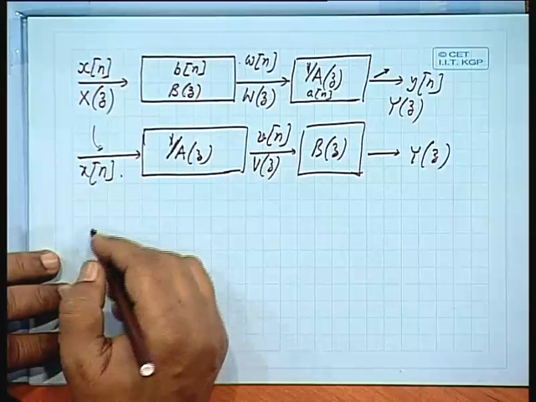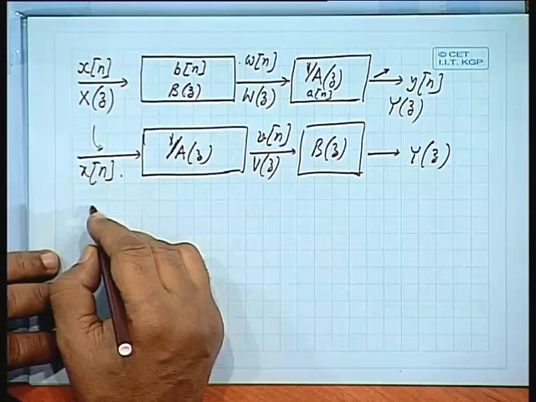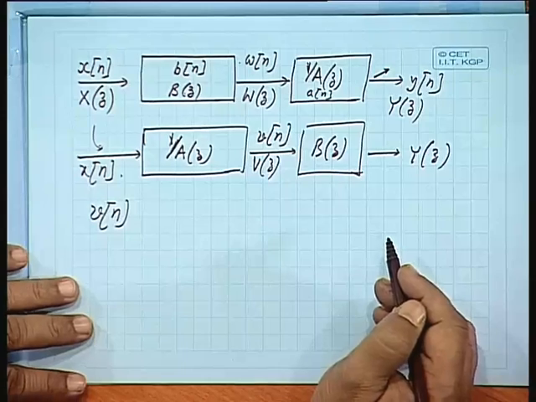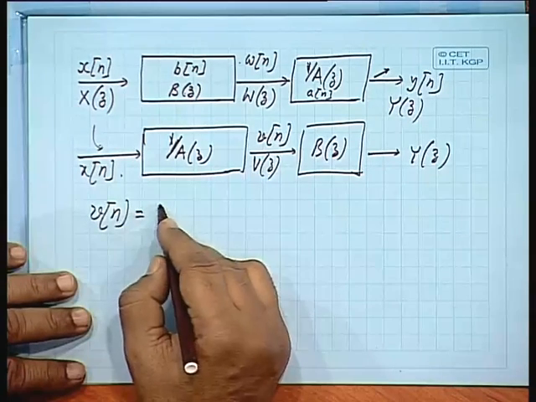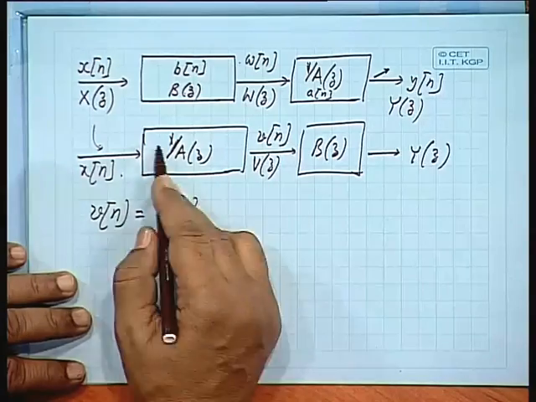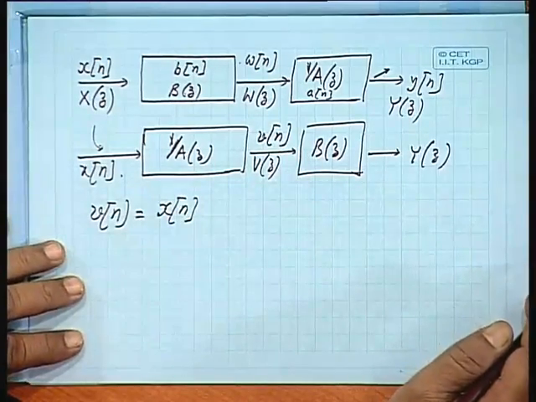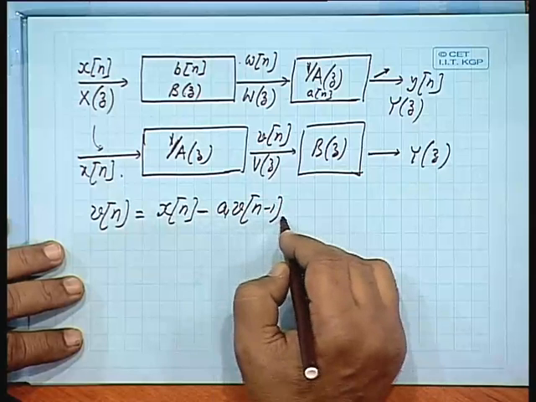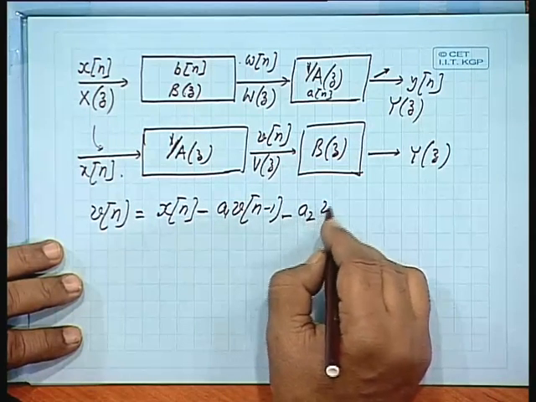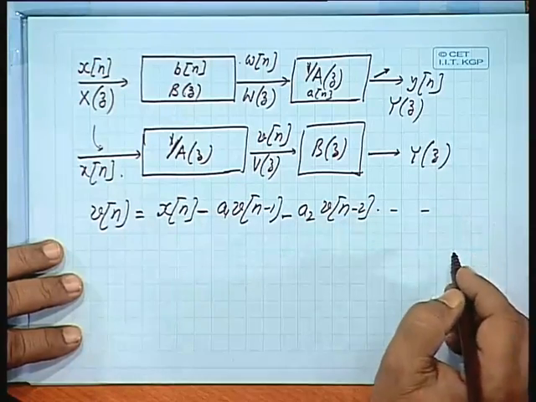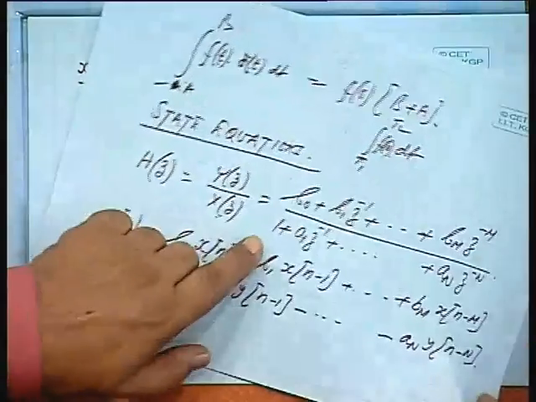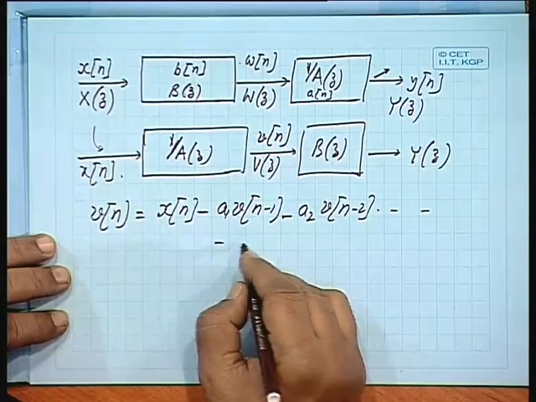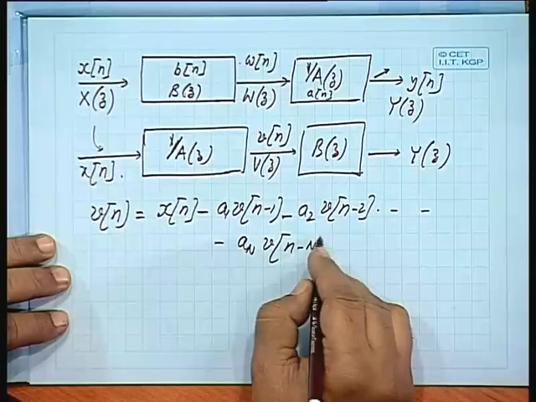So, how do we write y n, okay, one may write v n. Let us see the second one, all right. V n is equal to x n, if you write this 1 by A z, if you expand, all right. So, x n minus a 1 times v n minus 1 minus a 2 times v n minus 2 and so on. There is nothing like a 0, because in the denominator we have already normalized with a coefficient 1 that has been incorporated in the numerator. Okay. So, minus a N v n minus N.